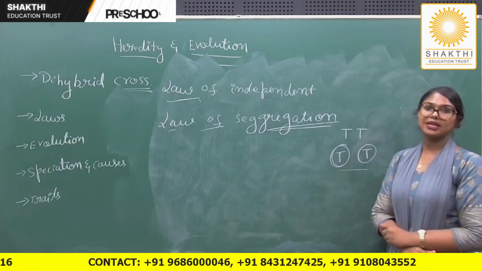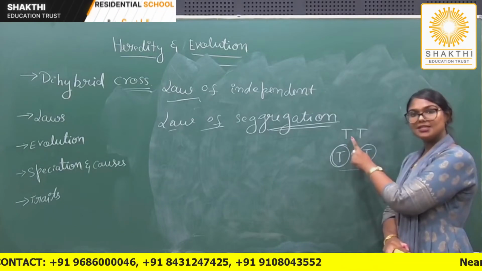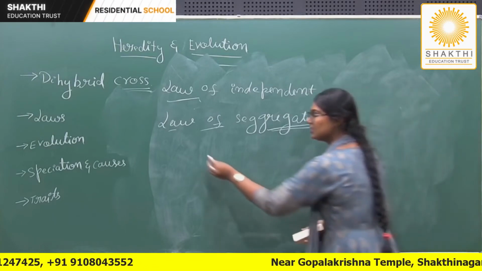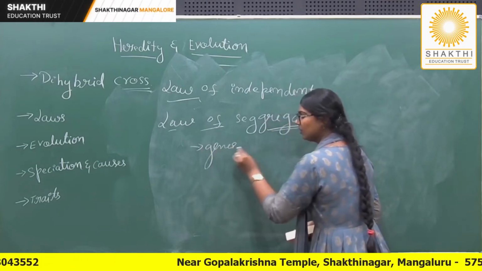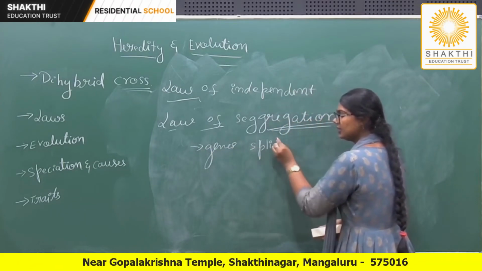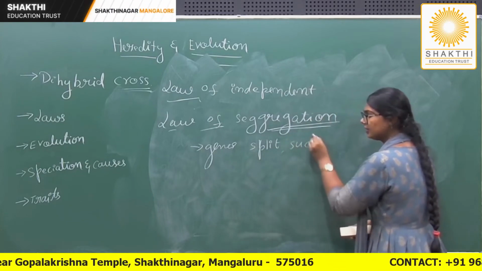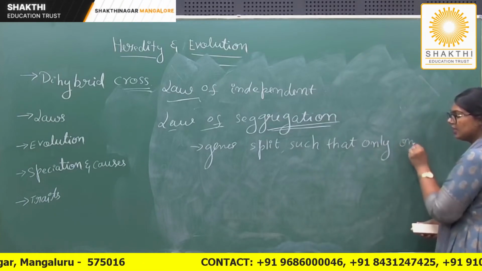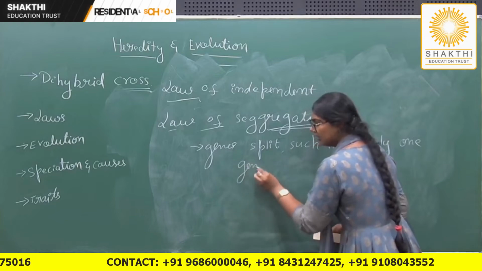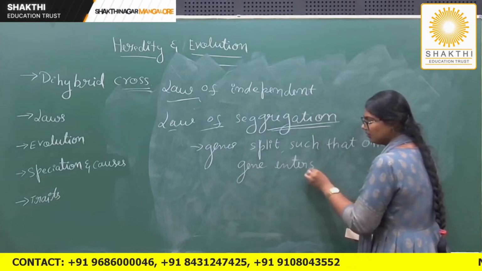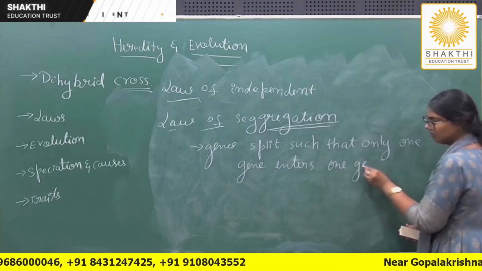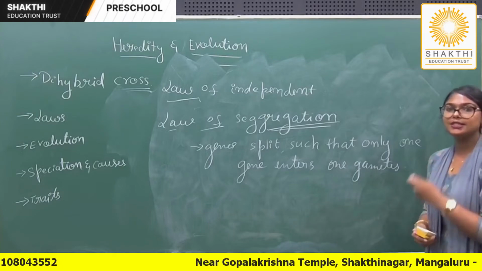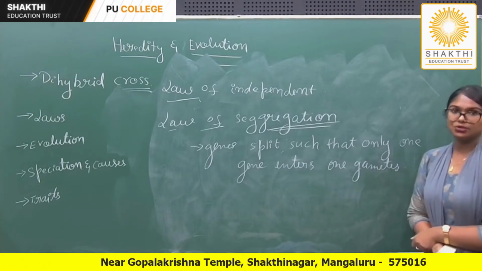The genes separate in such a way that only one gene enters one gamete. If you write so much, it should be good enough. So the genes split or separate. Segregate is nothing but split or separate such that only one gene enters one gamete. Very important, students. One gene enters one gamete. Only one sentence from this law should be good enough. You need not learn it in detail, but the statement you should know.